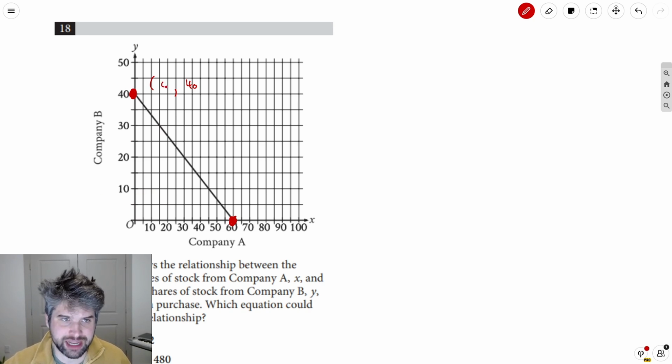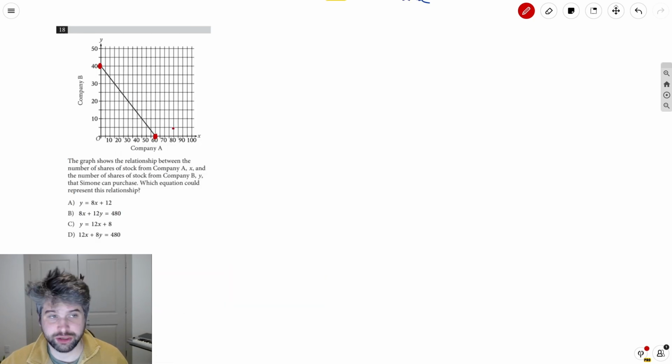So the x-coordinate has to be 0. So those are our 2 points. Let's write the coordinates down. We've got (0, 40) and (60, 0). Let's try each one of these equations.